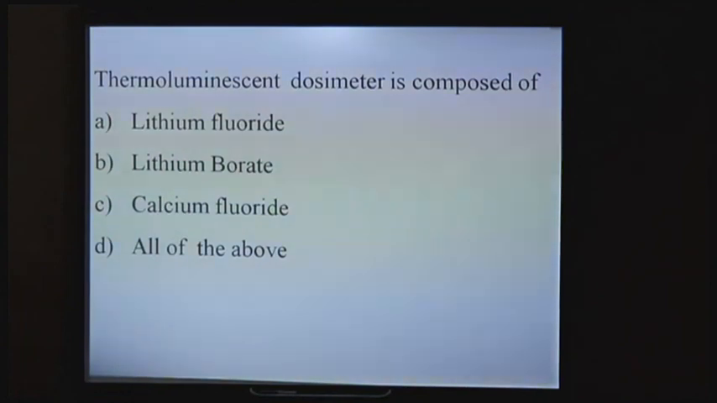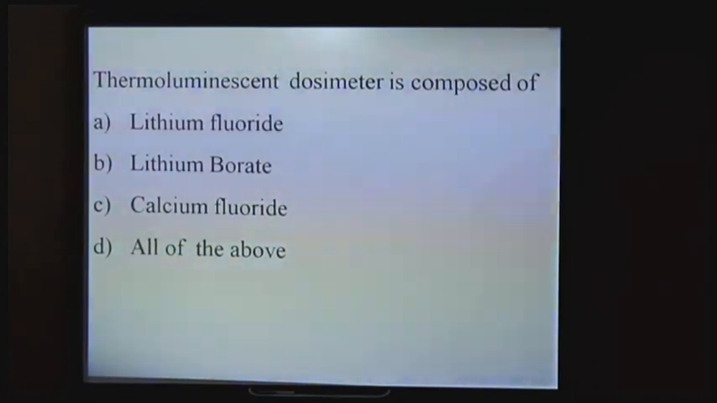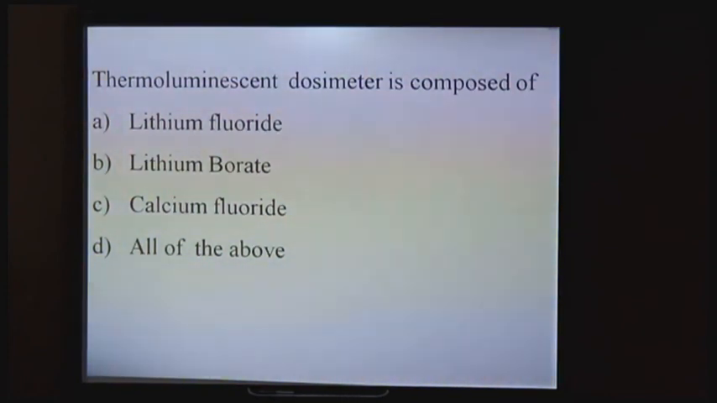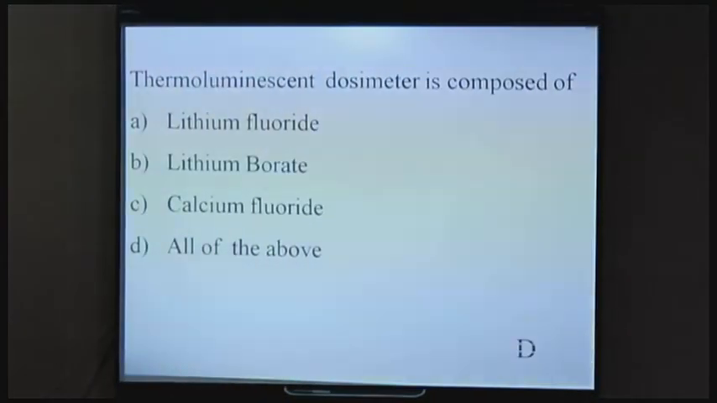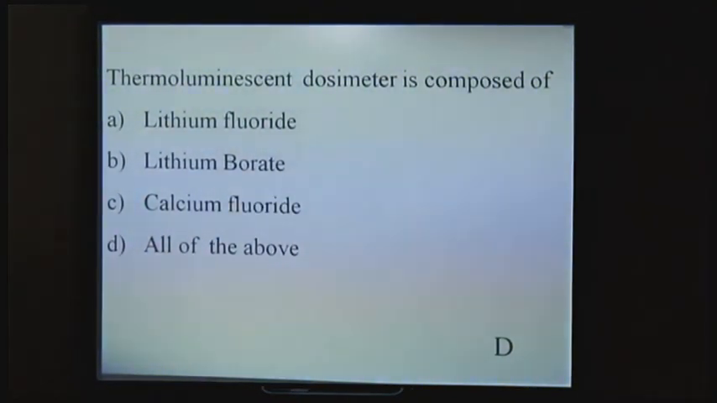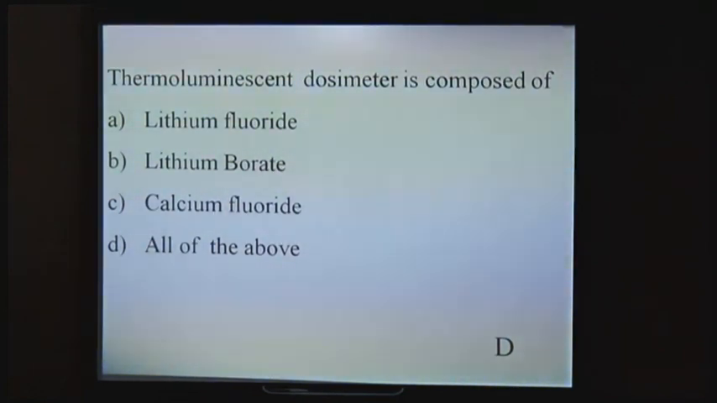Thermoluminescent dosimeter is composed of. What is thermoluminescent dosimeter? What are the devices which are used to estimate how much exposure has happened to radiation personnel? Film badges, yes. Apart from that, this is the latest technology which is called thermoluminescent dosimeter. You will have thermoluminescent badges which are then given in a dosimeter for reading. The composition is A, all of the above. This is the composition for thermoluminescent dosimeter.